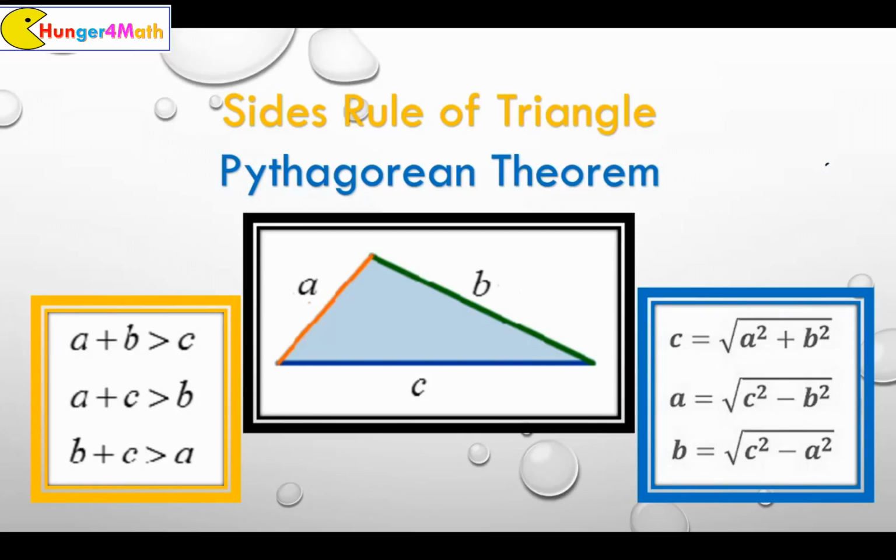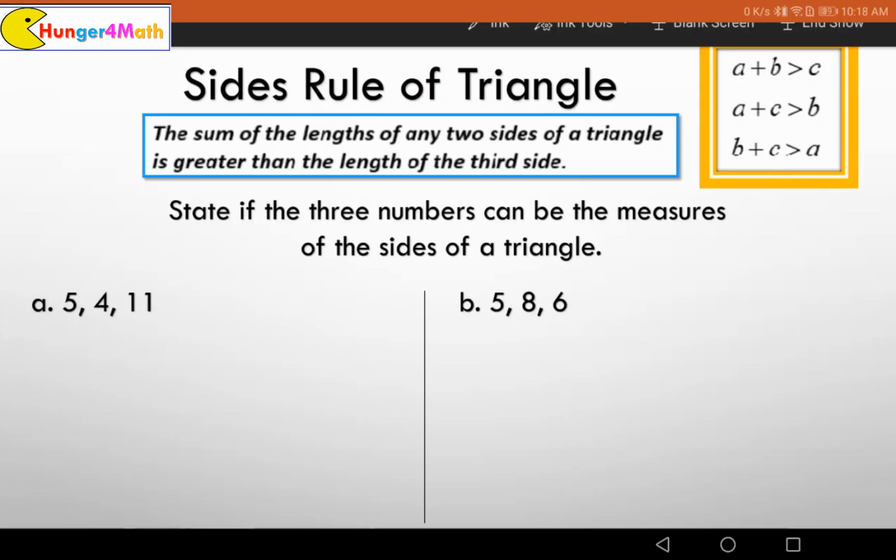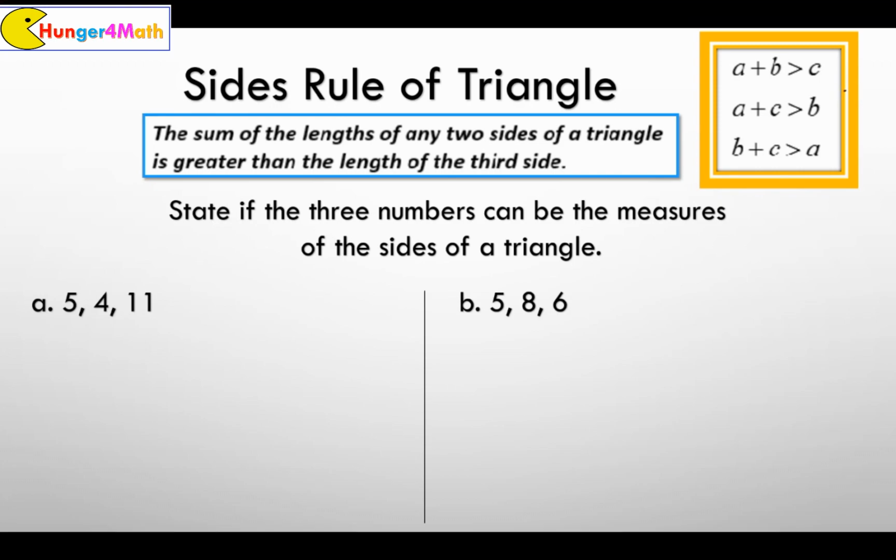For this video, we're going to cover the sides rule of the triangle and the Pythagorean theorem. The sides rule of a triangle states that the sum of the lengths of any two sides of a triangle is greater than the length of the third side. Here are our inequalities: A plus B is greater than C, A plus C is greater than B, and B plus C is greater than A. These letters right here represent the sides of the triangle.